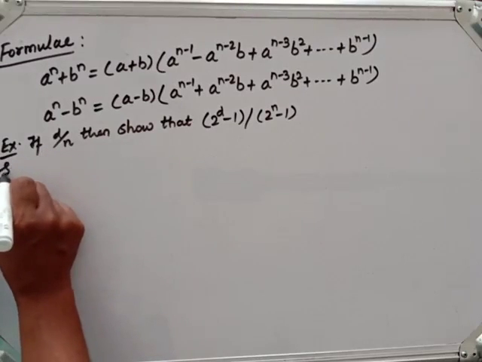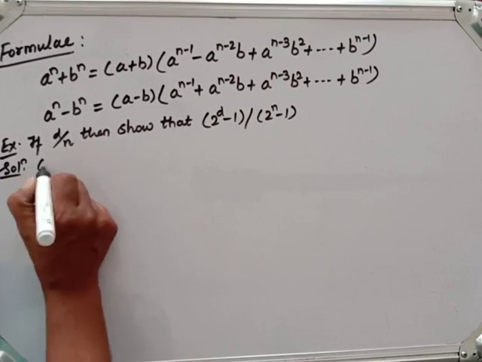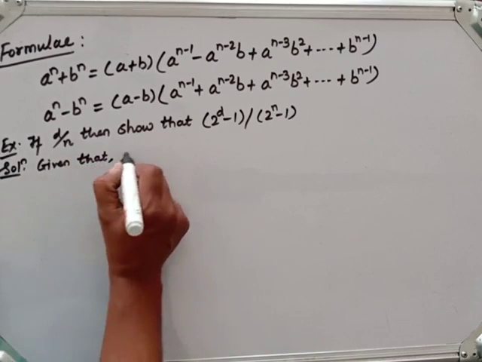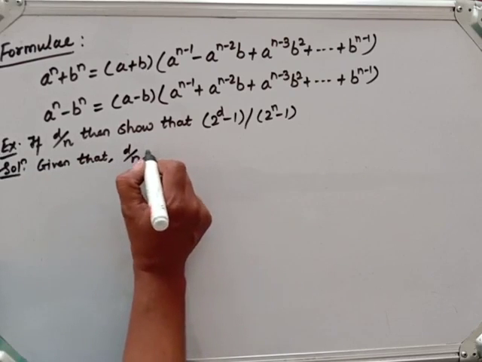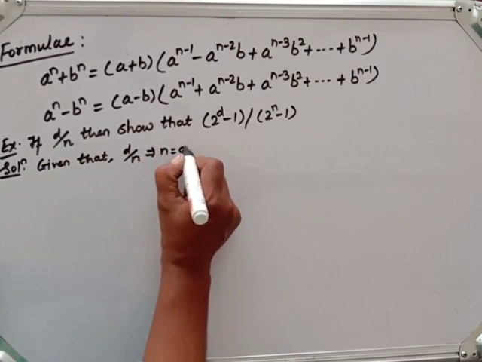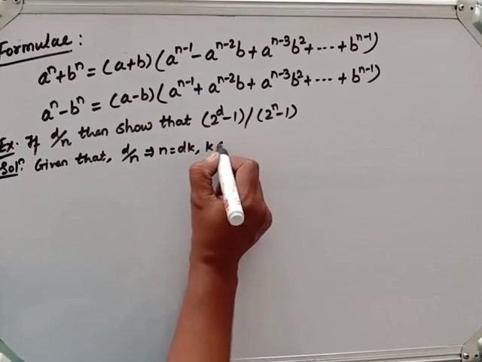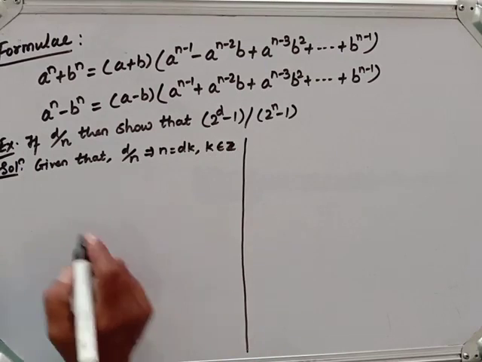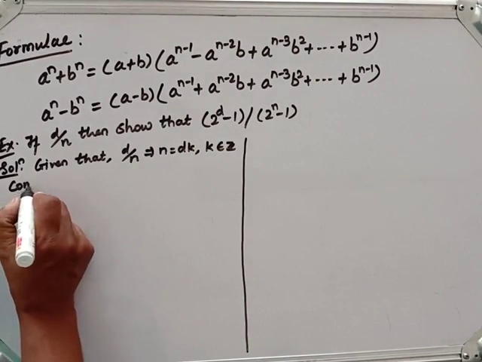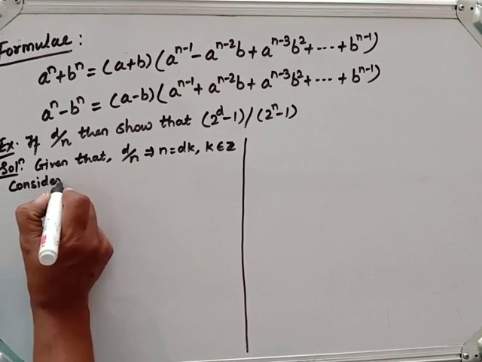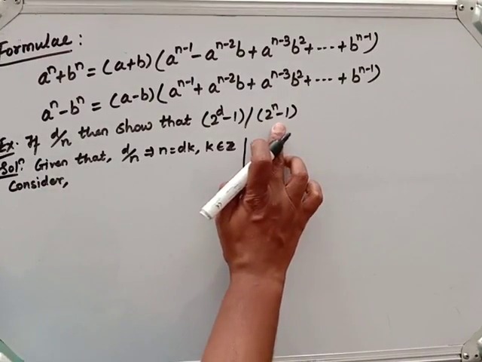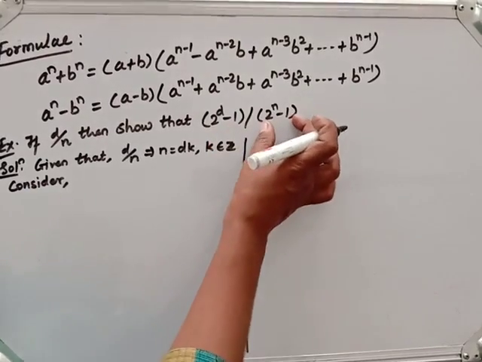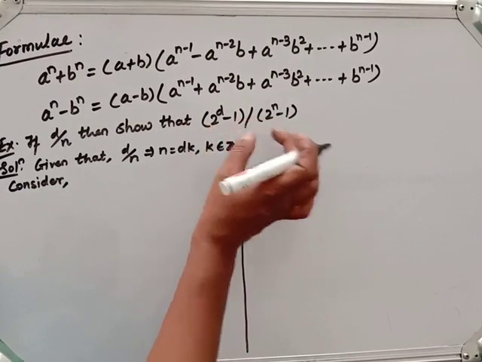So, solution of this. What is given to us? D divides n. So, n is equal to d into k, where this k is an integer. Fine. Now, I must consider the dividend and the divisor. I have to show this is the dividend, then this is the divisor, meaning this part is some multiple of this one. That thing we have to show.